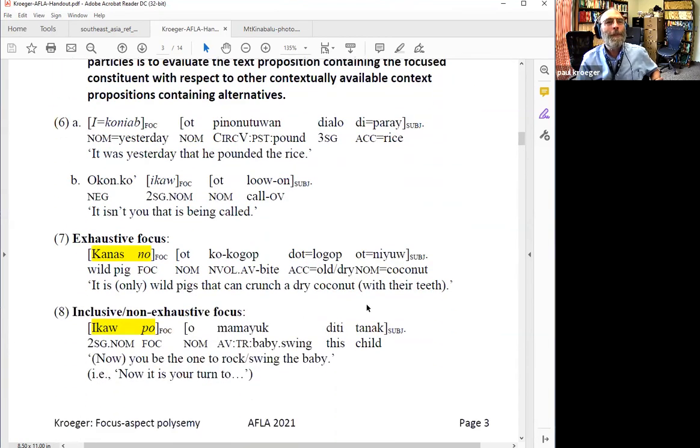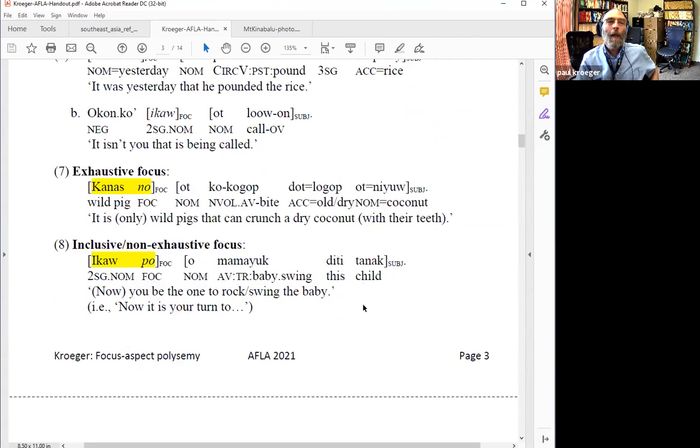So the examples in 6 are just a few more examples of clefts without particles, which do have a focusing effect, but don't specify what kind of focus. But as I've said, if you add a particle, then you get a more specific focus type interpretation. So the two we're interested in here, no and po.